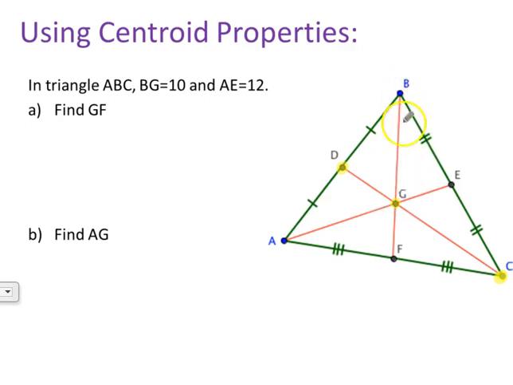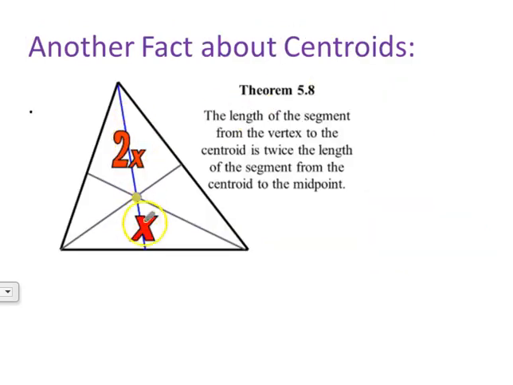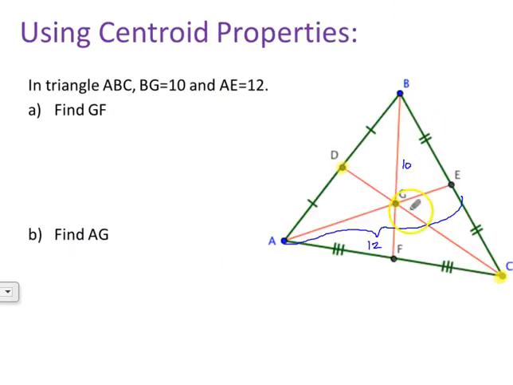So the length from B to G is going to be 10, and we're also given the length from A to E, so this entire segment, A to E, is 12. Using that information, let's find lengths GF and AG. So can we find GF knowing that from B to G is 10? Remember what I just told you on the previous slide? That longer side is going to be 2 times the length of the shorter side.